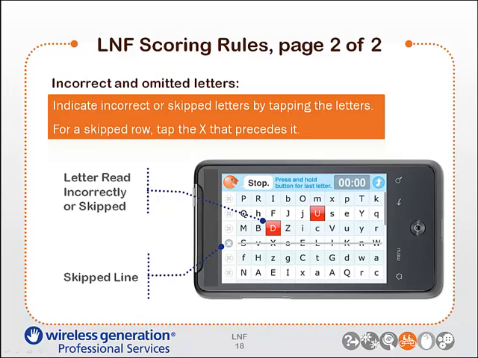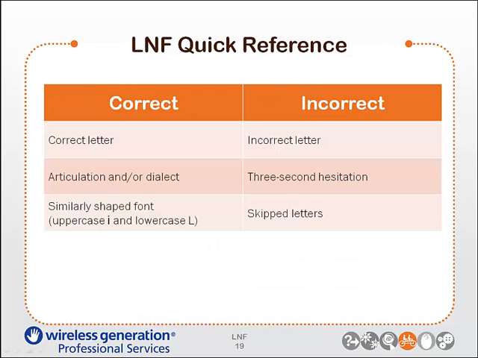The 10 letters in a skipped row do not affect the student's score because the final score is the number of letters correct in 1 minute. The letters in a skipped row are not counted as incorrect or correct. So it's important that you mark the X if a student skips a row instead of marking each letter incorrect, so that it doesn't count against them.